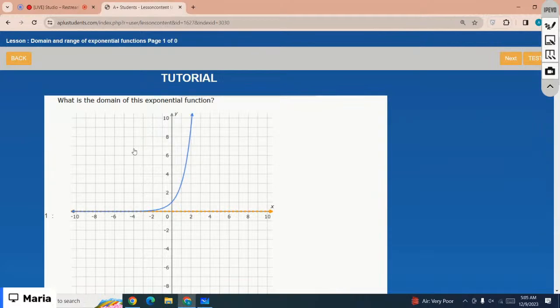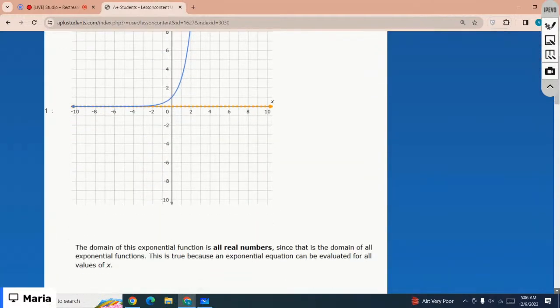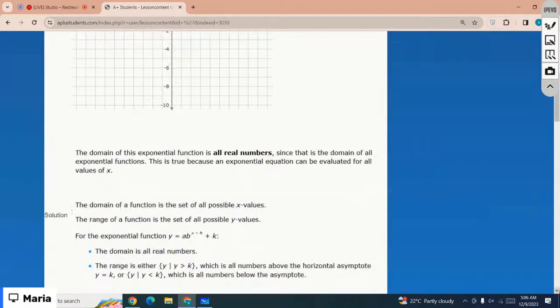Okay, what is the domain of an exponential function? The domain of a function is the set of all possible x values, right? That is the definition of the domain. The domain of a function is the set of all possible x values, and the range of a function is the set of all possible y values, right? So the x values are the domain and the y values of a function are the range.